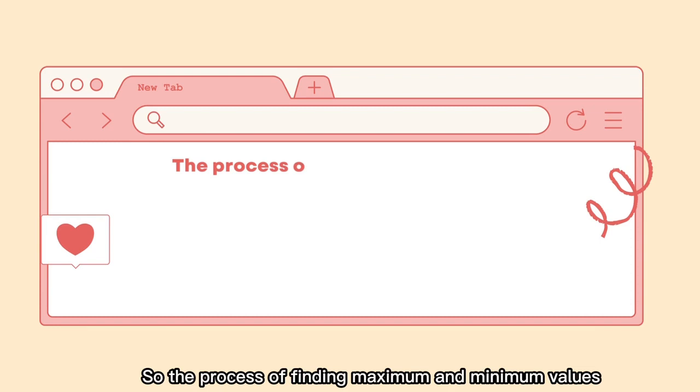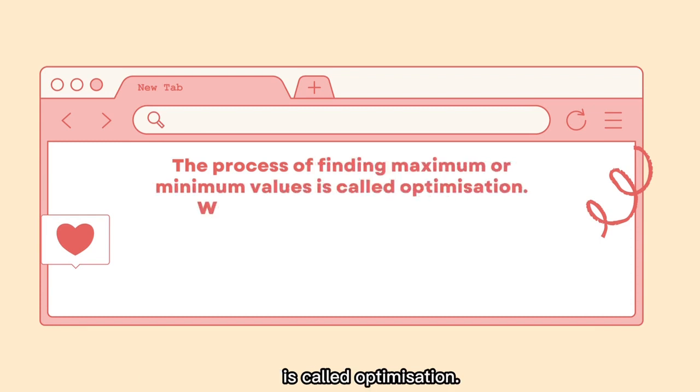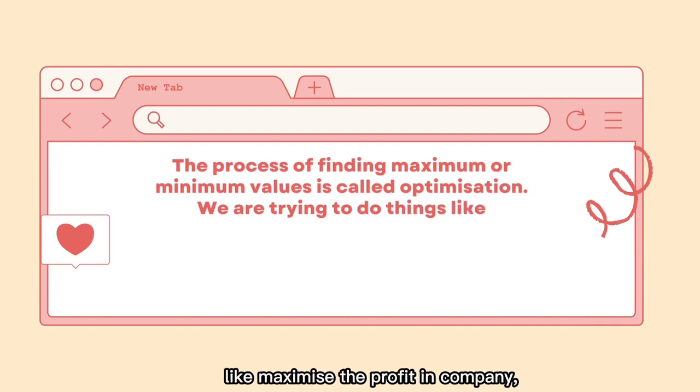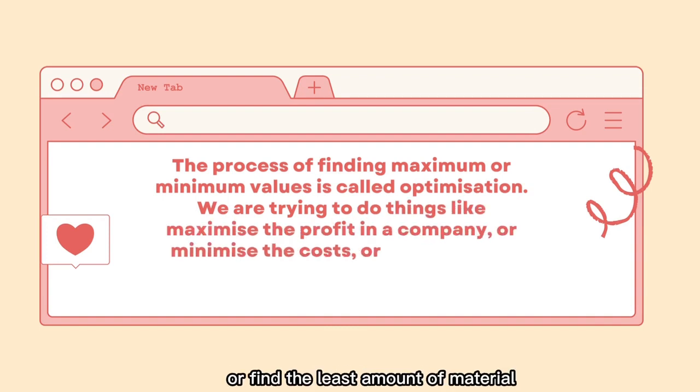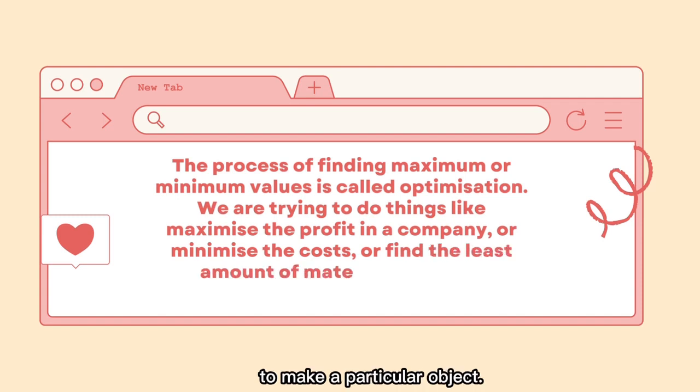So, the process of finding maximum and minimum values is called optimization. We are trying to do things like maximize the profit in a company, or minimize the cost, or find the least amount of material to make a particular object.